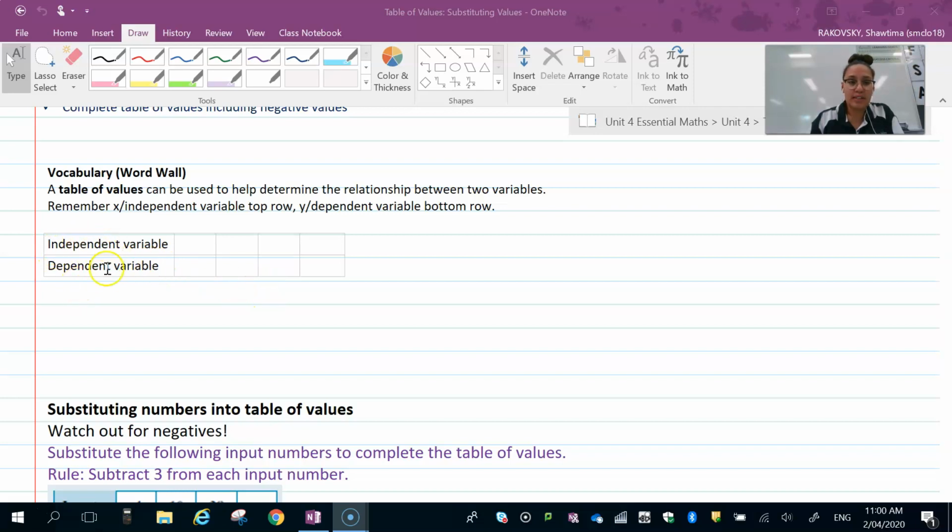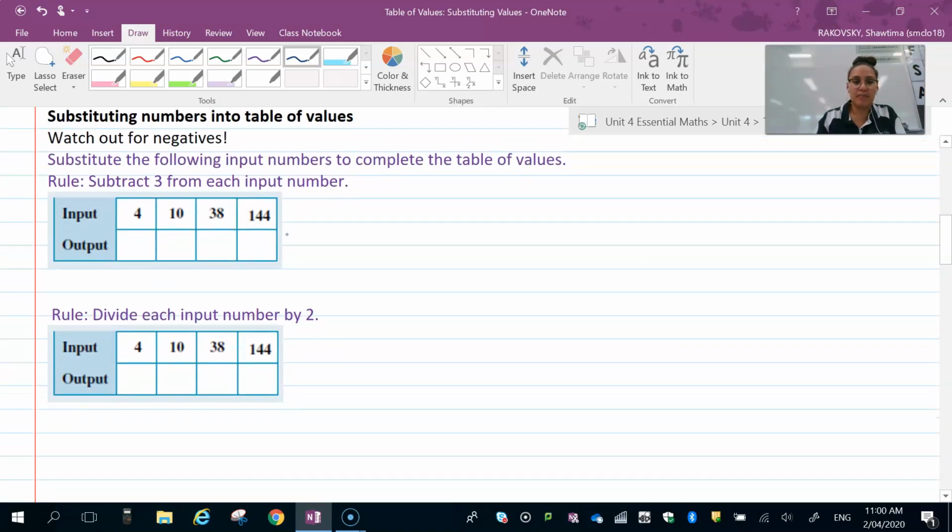So a table of values helps us determine the relationship between two variables. As we said before, there's an independent and a dependent variable. Most of the time, or always, the convention states that we put our x here and our y here. And if we get given a rule, like something we had from the last video, y equals 3x plus 1, we can use that rule to construct this table of values like we had in the other lesson.